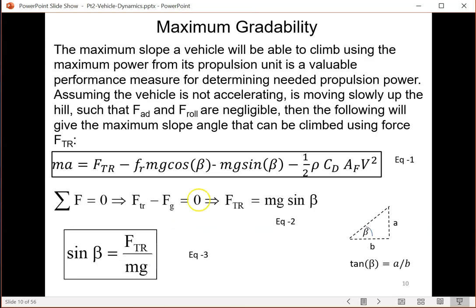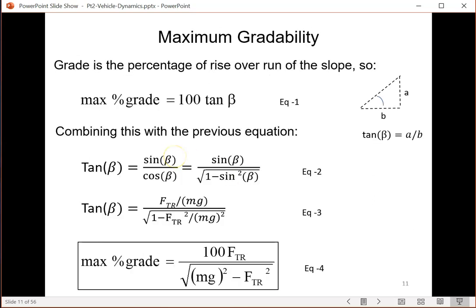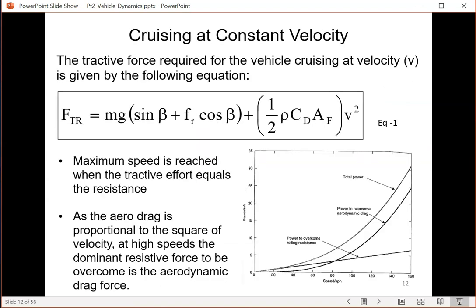If we use this derived equation, we can calculate the maximum gradability, the maximum gradient the vehicle can climb. We can also use it to work out the maximum cruising speed of a vehicle, with no acceleration anymore, which tends to be higher than the speed limit on a particular road. Otherwise, nobody will buy your car.